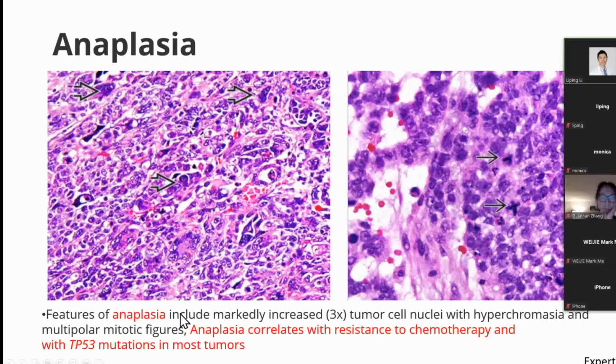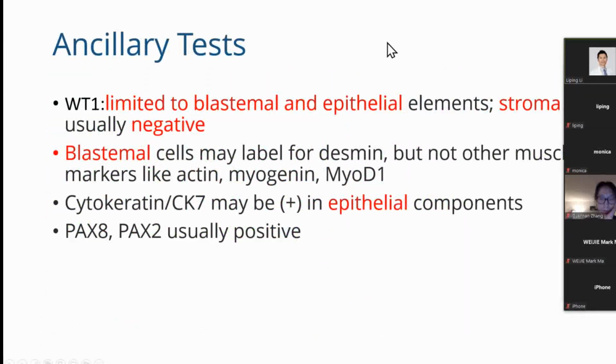Anaplasia means we have pleomorphism. Pleomorphism means the nucleus is 3 times larger than the cell adjacent to it. So you can see this nucleus is really big, and some cells are really small, so the size change is more than three times. And then another feature is this nucleus is darker than the other cells, that is the hyperchromasia. And then we can also see this multipolar mitotic figure. So when you see this feature, you need to evaluate the sample to tell the surgeon what percentage you find is anaplasia.